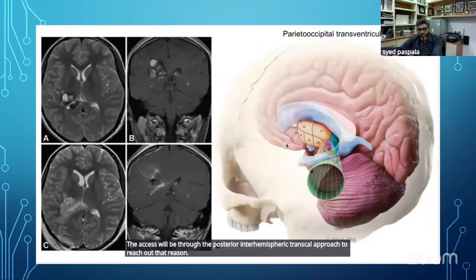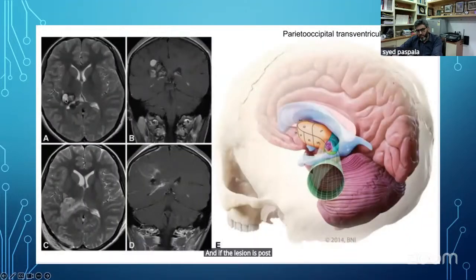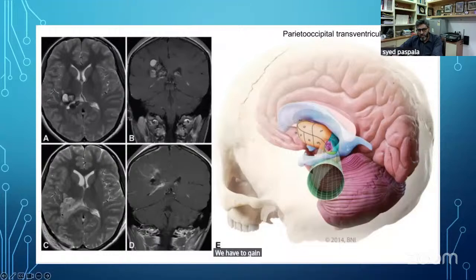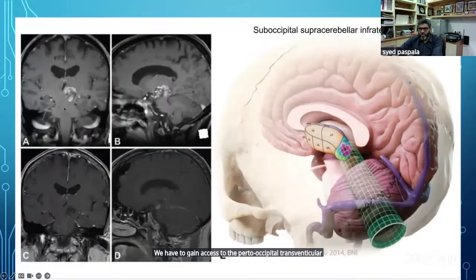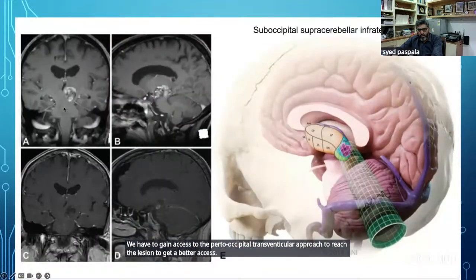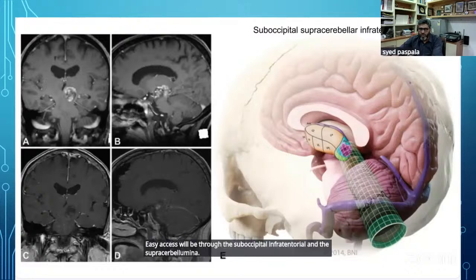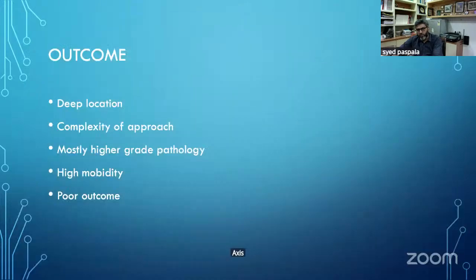And if the lesion is posterior inferior and a little laterally located, we have to gain access through the parieto-occipital transventricular route to reach the lesion and get a better access. And if the lesion is located posterior inferior but medially, easy access will be through the suboccipital, infratentorial, and supracerebellar axis. And with this statement on the outcome, I would like to conclude my talk.